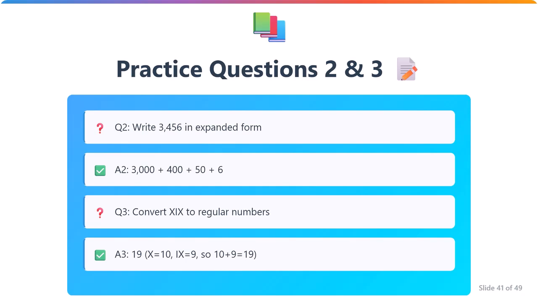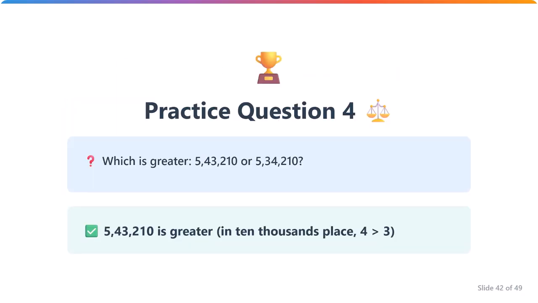Question 3. Convert XIX to regular numbers. The answer is 19 because X equals 10 and IX equals 9. So 10 plus 9 equals 19. Question 4. Which is greater, 5,43,210 or 5,34,210? The answer is 5,43,210 is greater because in the 10,000s place, 4 is greater than 3.